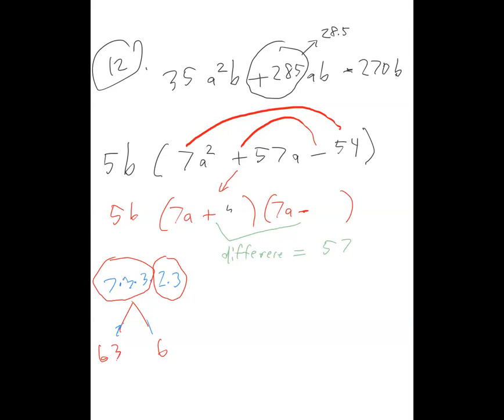So that's 57. And now remember, you always put the biggest one first. So that's not 57, sorry, my fault. I'm really making mistakes today. That's supposed to be 63, right? And then that's supposed to be 6, because the difference between 63 and 6 is 57, right? So I found that. Now I'm still not quite done with it yet.